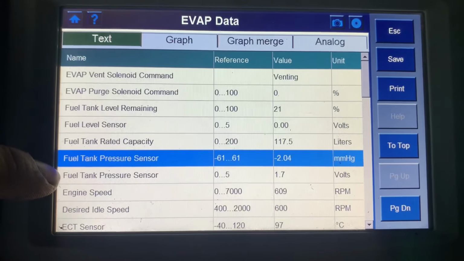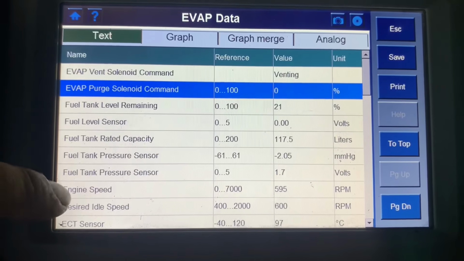Looks perfect to me. Engine idling, 0% command and stable reading.